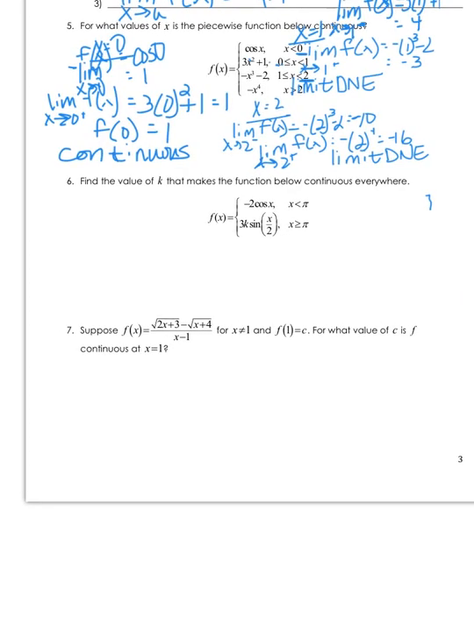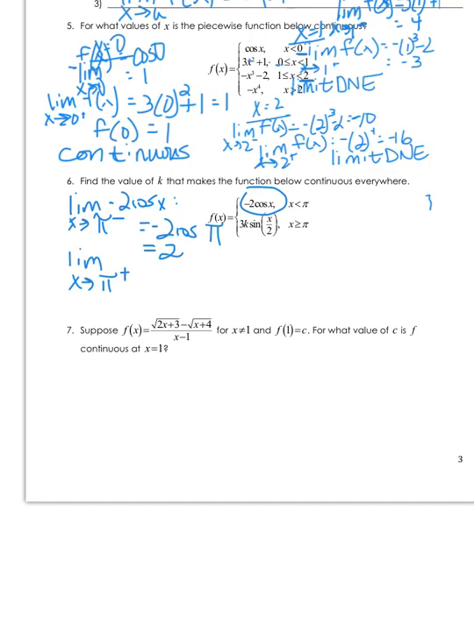Okay, so on number 6, it says find the value of k that makes the function below continuous everywhere. So remember, the first thing you want to do is check the limit from the left, going to the left of pi, and check the limit from the right of pi. When I check the limit from the left, that's this equation here, negative 2 cos x. So I'm going to plug in pi. So that's negative 2 cos pi. The cosine of pi is negative 1. So negative 2 times negative 1 is 2.